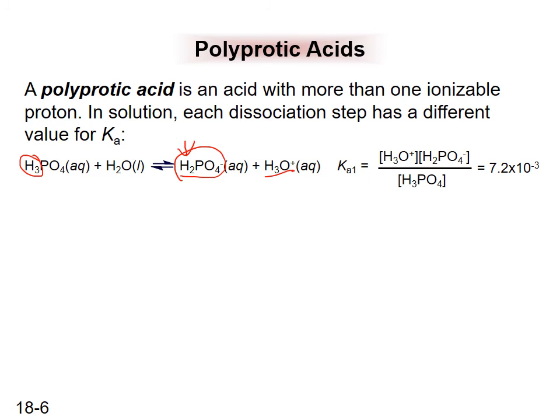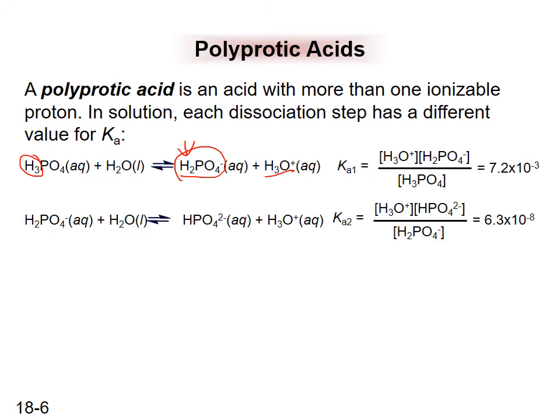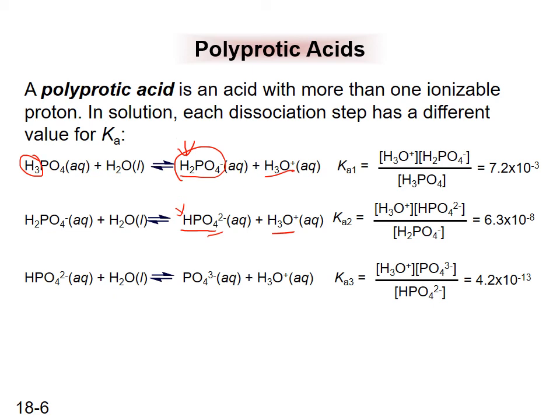Now, in the dihydrogen phosphate anion, there are still 2 hydrogens to donate, so it's still an acid. So it will react with another water molecule to generate a second hydronium ion. At the same time, it forms hydrogen phosphate anion. This molecule still has a hydrogen, and therefore it's still an acid. It can react with a third water to give you a third hydronium ion and form phosphate anion.